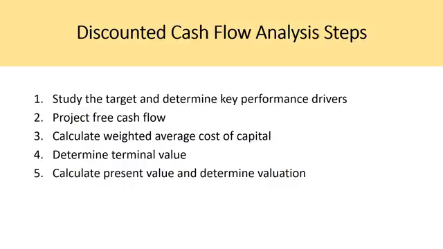So the steps to a DCF model: Step 1, study the target and determine key performance drivers. Step 2, project the free cash flow. Step 3, calculate the weighted average cost of capital. Step 4, determine the terminal value, and then calculate the present value and determine valuation by discounting the future free cash flows and the terminal value back to the present. There's a lot of assumptions in these steps, and we're going to go through each one.